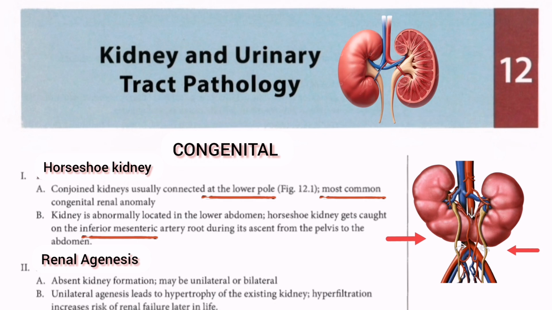So the problem is just because of the conjoinment of both the kidneys' lower poles, and the inferior mesenteric artery does not allow them to go to the abdomen. So the kidney is abnormally located in the lower abdomen. Horseshoe kidney gets caught on the inferior mesenteric artery root during its ascent from the pelvis to the abdomen.